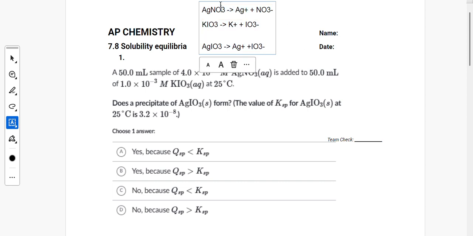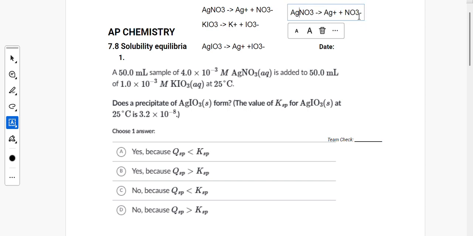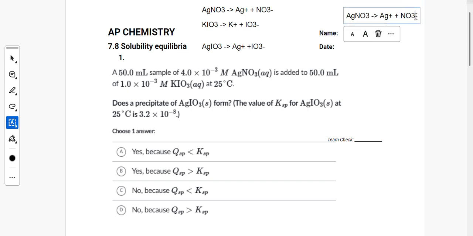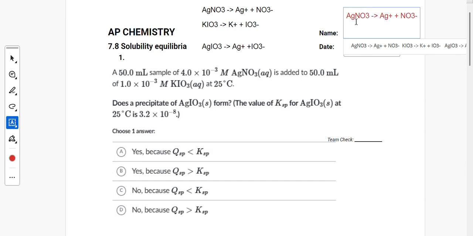Let's see. I'm going to do that calculation right over here. Okay, so there we go. Okay, we've got this calculation. Let me just put it right over here. What do we got? Do we got a more exciting color here? I guess we'll use red. That'll pop a little bit better.